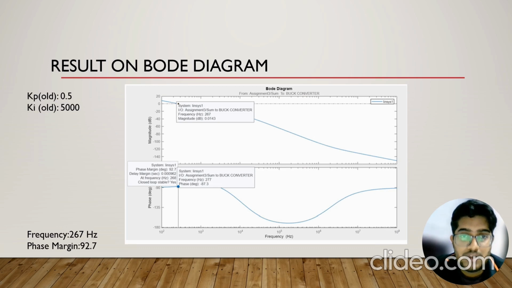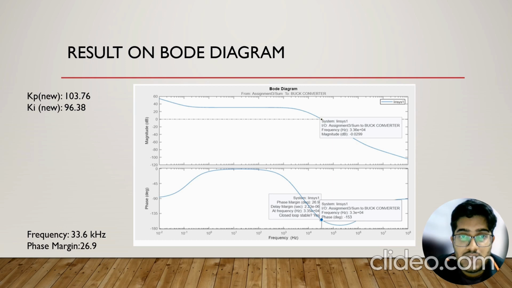So based on this result on Bode diagram, you can see here that when we put the KP old 0.5 and KI old 5000, the frequency we get is 267 Hz and the phase margin is 92.7. After that, when we calculate the KP new, we get 103.76, and the KI new is 96.38. So the result in frequency, we got frequency of 33.6 kilohertz and phase margin of 26.9.